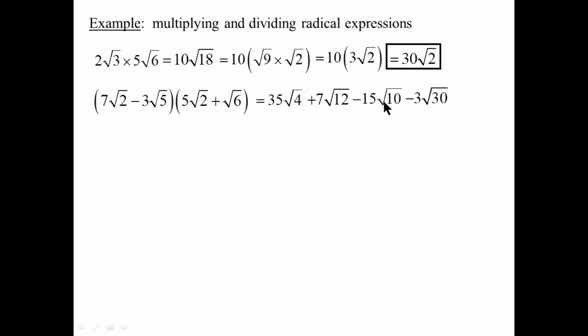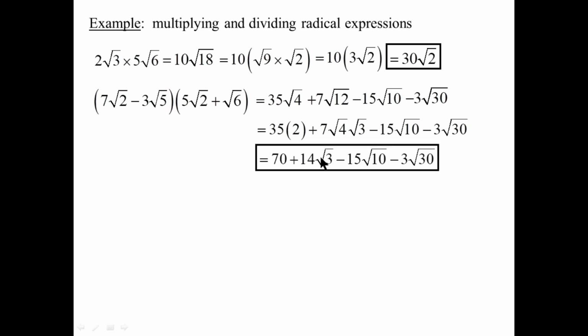And then our task is to break down the radicands and see if we can find some perfect square numbers that go in. Well, root 4 is easy, that's 2. And root 12, that breaks down to 4 times 3. And root 4, that's easy, that's 2 again. And so we can say 7 times 2 is 14 root 3. 35 times 2 is 70. And we can't do anything more with this because the radicands don't match. You can't join together radicals unless the radicands match.